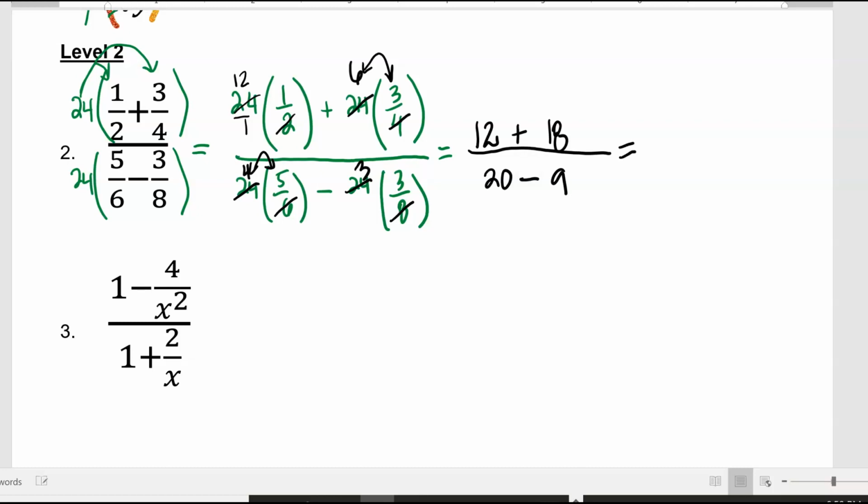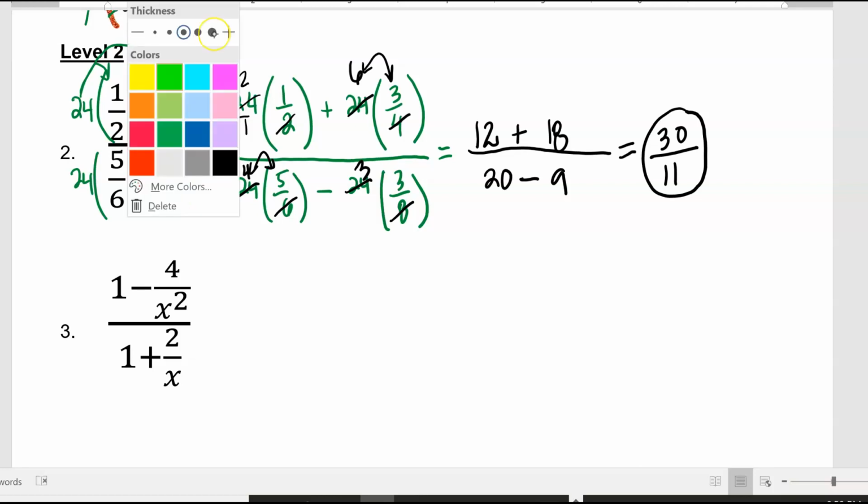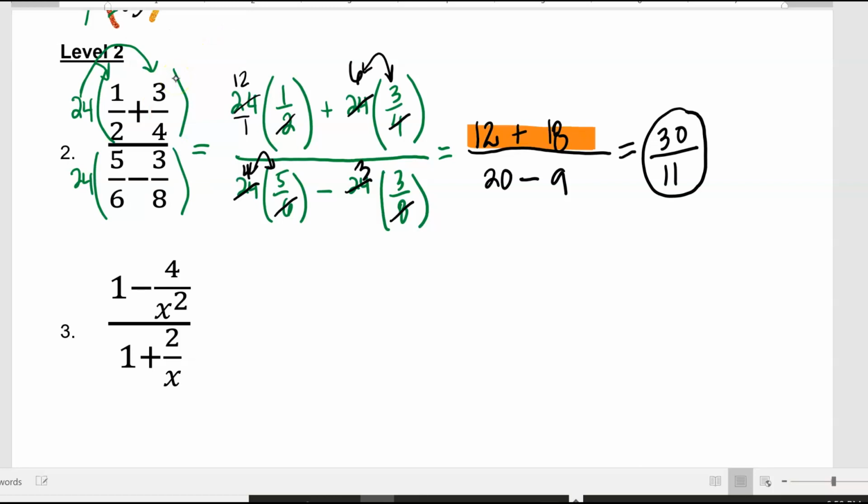All we have to do now is simplify this. 12 plus 18 is 30 divided by 11. So that's our final answer. So the point of multiplying the numerator and denominators by the LCD is to get rid of all of those fractions. So notice we didn't have to deal with all of those fractions here. We just simply were able to get a solid number, and then we simplified that in the end. So let's move on to the next number.